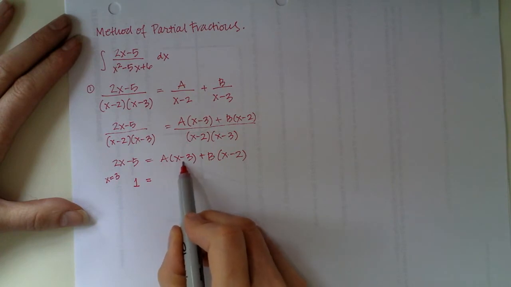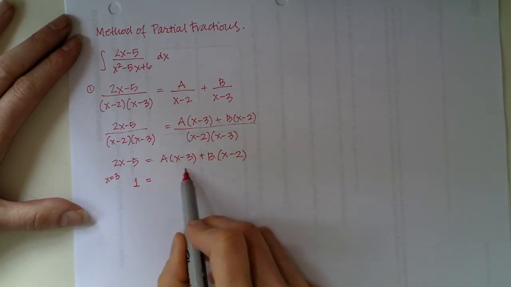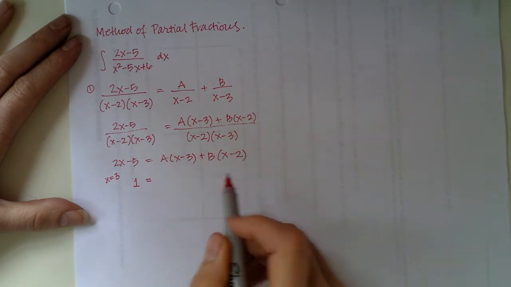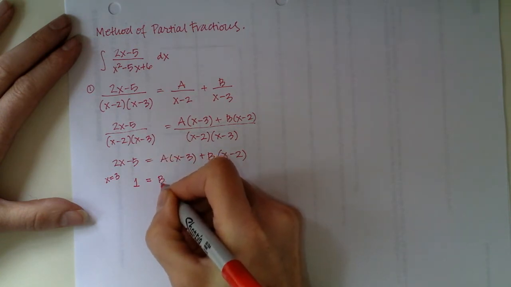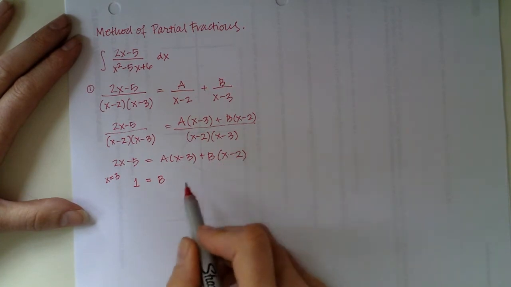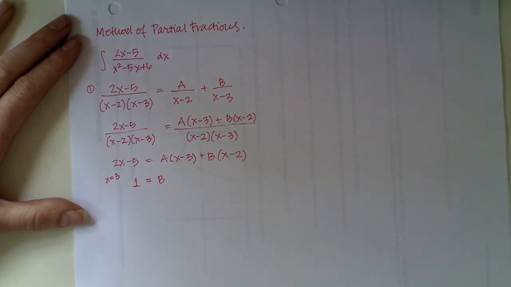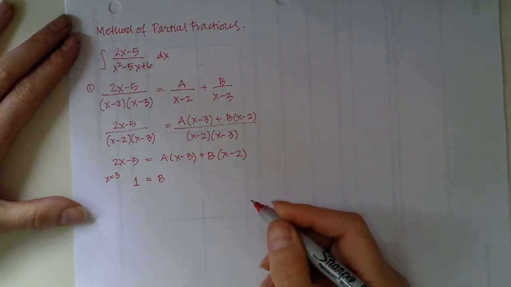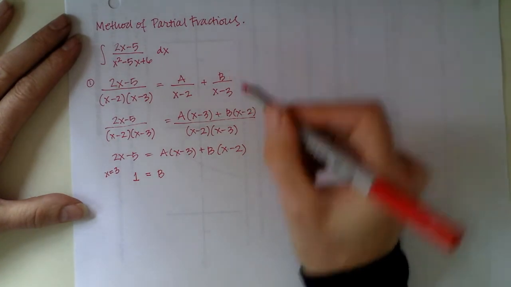And then what do I get here? Well, if I make x equal to 3, then 3 minus 3 is 0, and the whole first term is gone, right? And if I make this x equal to 3, 3 minus 2 is 1, and oh, look what I get. I get that b is equal to 1. So that's kind of cool. And so that's this b up here.